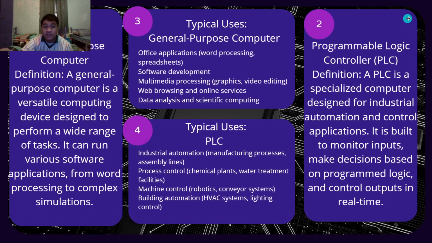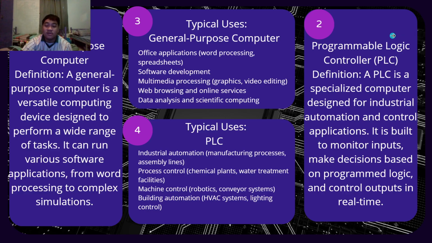A general purpose computer is a versatile computing device designed to perform a wide range of tasks. It can run various software applications from word processing to complex simulation. While the programmable logic controller is a specialized computer designed for industrial automation and control applications. It is built to monitor input, make decisions based on program logic, and control output in real time.